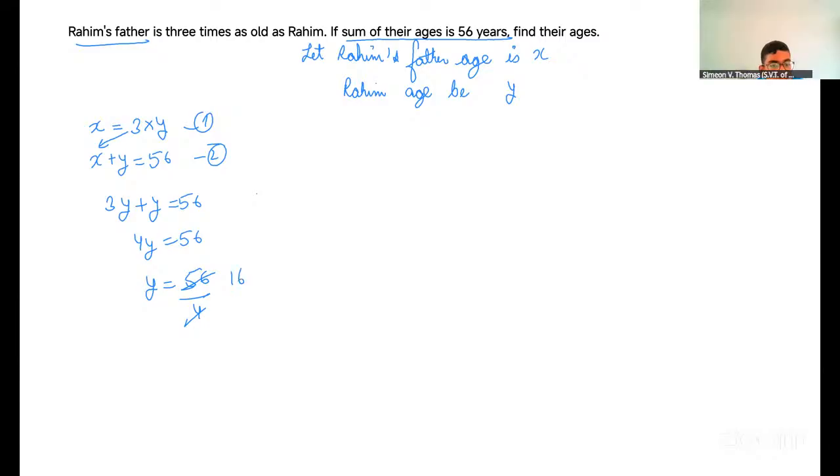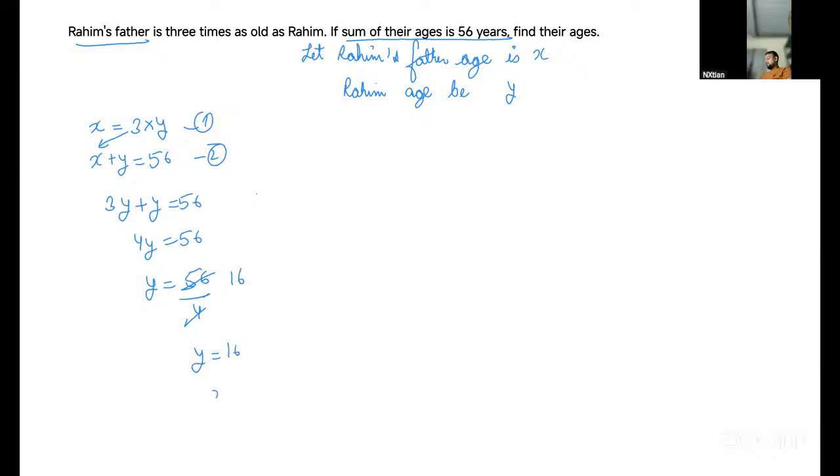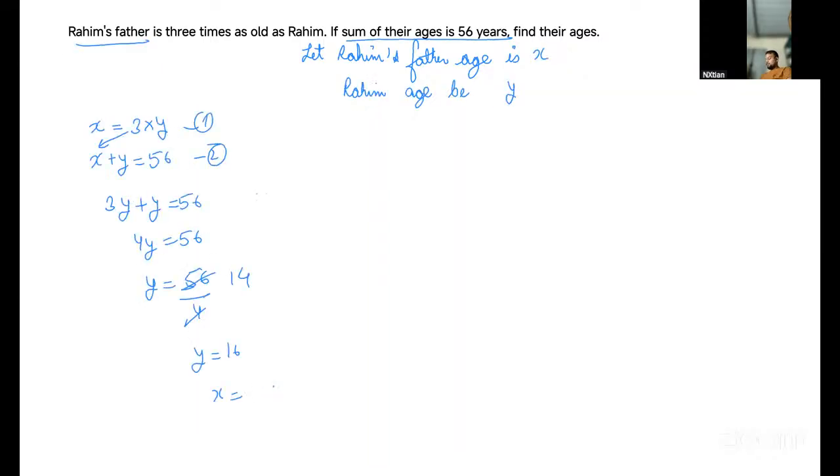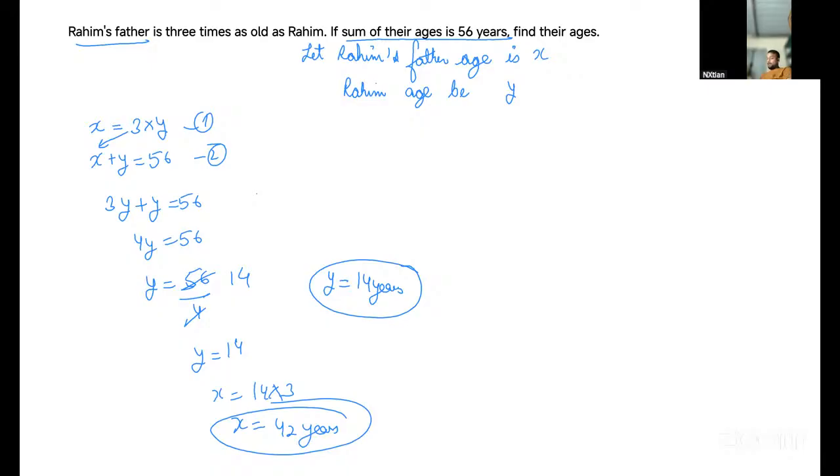Sir, I sent the answer. 16. So y equals 16. Then x equals 14, sorry, 14. So y equals 14, and x equals 14 into 3, x equals 42. So in the last, you have to write this statement, okay? That Rahim's age is 14 and Rahim's father is 42 years old. Did you listen, guys? In the last, you have to write it down like this, okay?